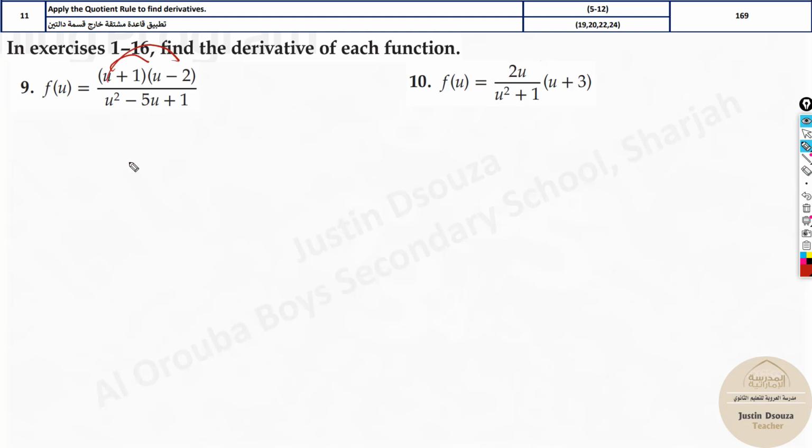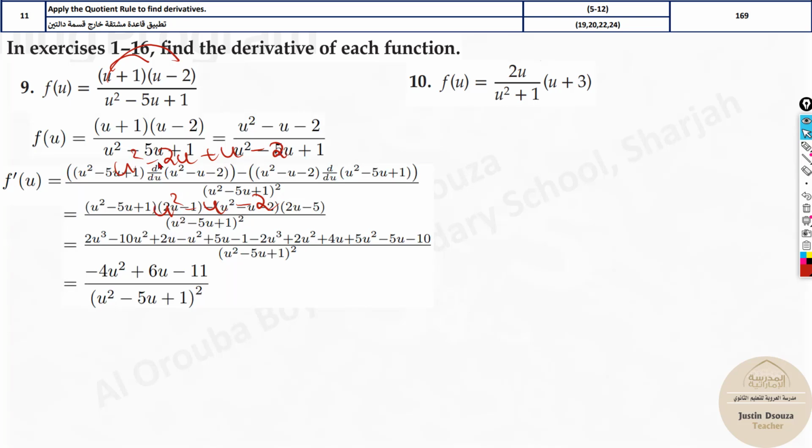U over here, it will be u squared minus 2u plus u minus 2. And simplify, this will be u squared minus u minus 2. So when you're solving, the numerator is this. Okay, I hope this is clear. You can see the numerator over here is u squared minus u minus 2. And then you use the formula of the quotient rule and solve it.